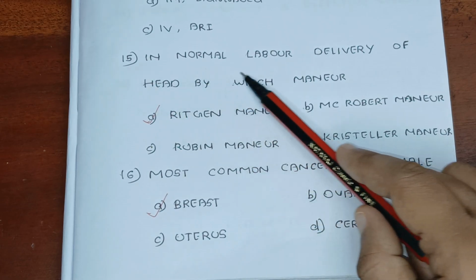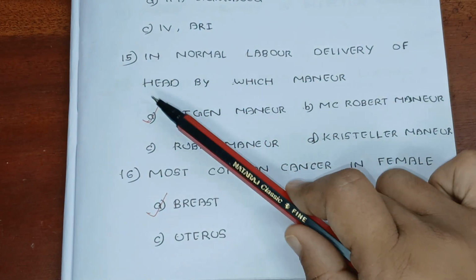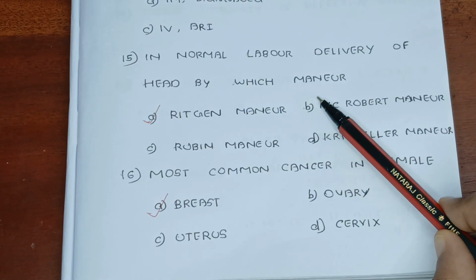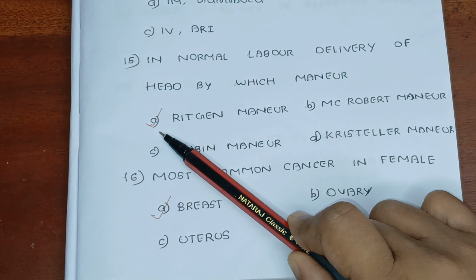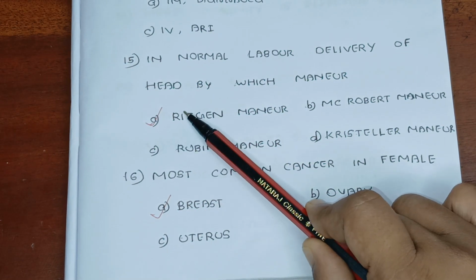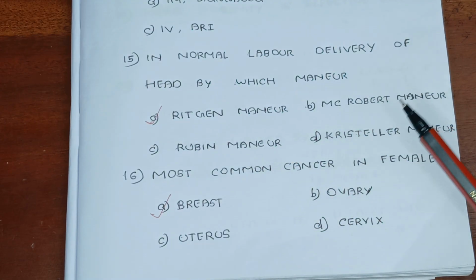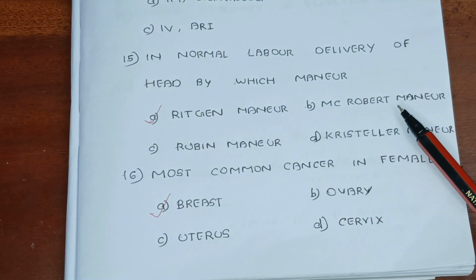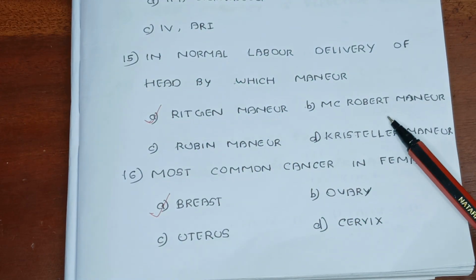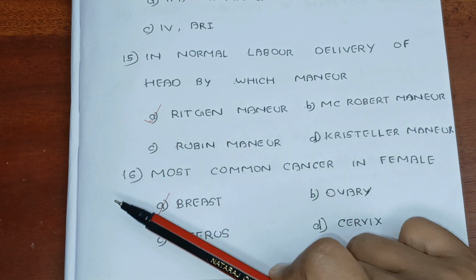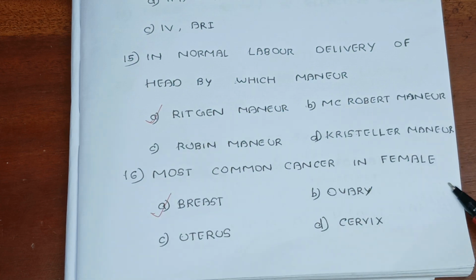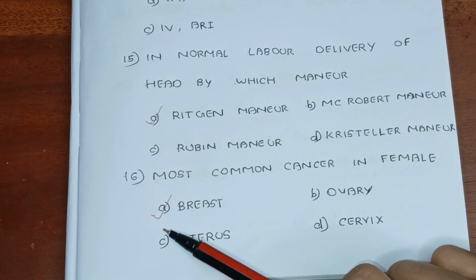15th question, in normal labor, delivery of head by which maneuver? Correct answer is Ritgen maneuver. Delivery of head is done by Ritgen maneuver. The McRoberts maneuver is the first line management maneuver used for shoulder dystocia. 16th question, most common cancer in females. Correct answer is breast cancer.